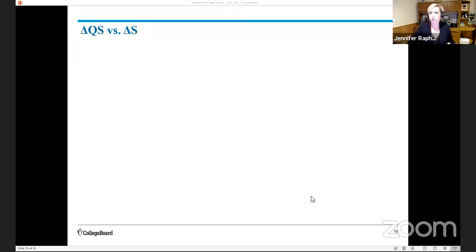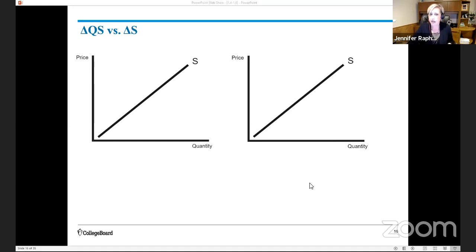All right, we also want to make sure that we know the difference between a change in quantity supplied and a change in supply. So we've got two supply curves. We've got a price of $1 and a quantity supplied of 10 units. If the price rises to $2, we're going to have a movement up and to the right along a supply curve to a new point. And now we can see that when the price rises from $1 to $2, the quantity supplied is going to increase from 10 to 20.